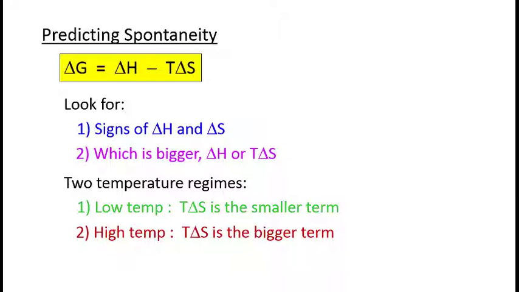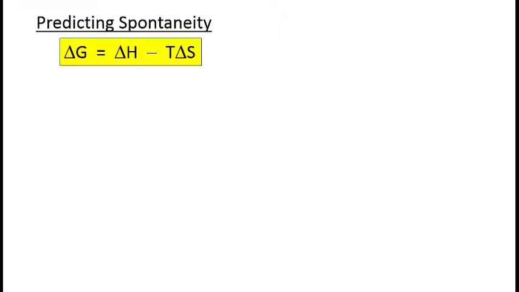If it's 300 times bigger, then the border between low and high temperature is at 300 Kelvin. If delta H is 1,000 times bigger, then the border between low and high temperature is 1,000 Kelvin. Since the actual values of delta H and delta S are different for each reaction, the border is at a different temperature for each reaction. Let's look at some examples to see how this works.